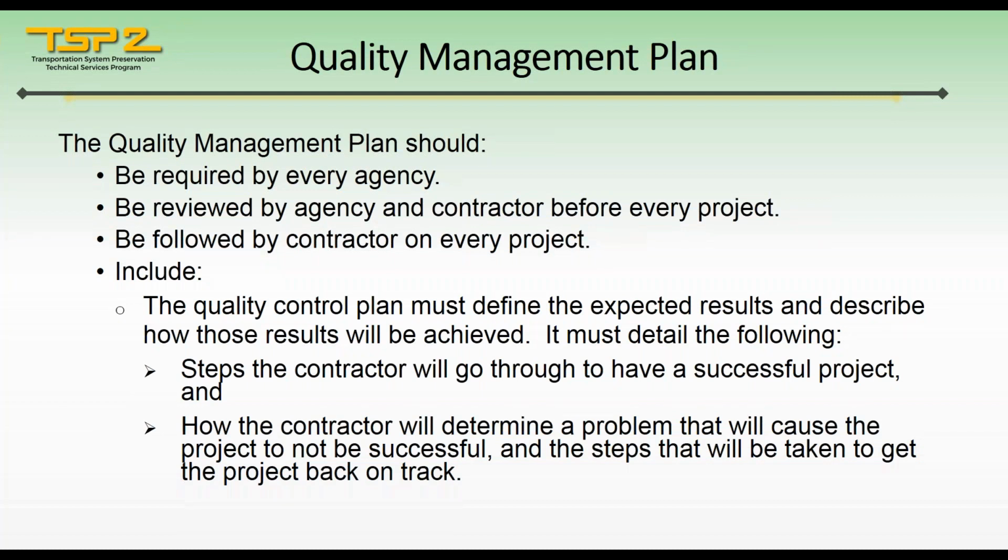The quality plan must define the expected results and describe how these results will be achieved. So it must detail the following. It's the steps the contractor will go through to have a successful project. It talks about how the contractor will determine if there is a problem that will cause the project to not be successful, and what steps the contractor is going to take to get the project back on track. Next slide, please.